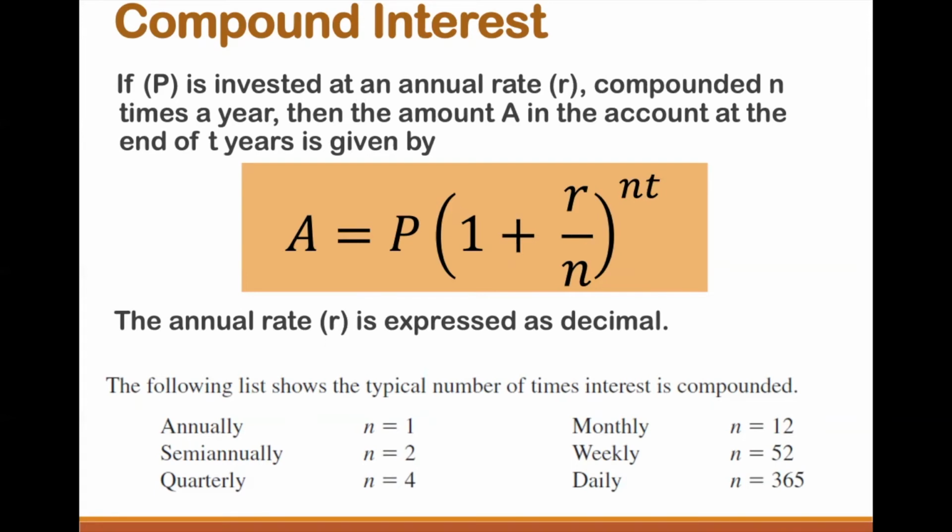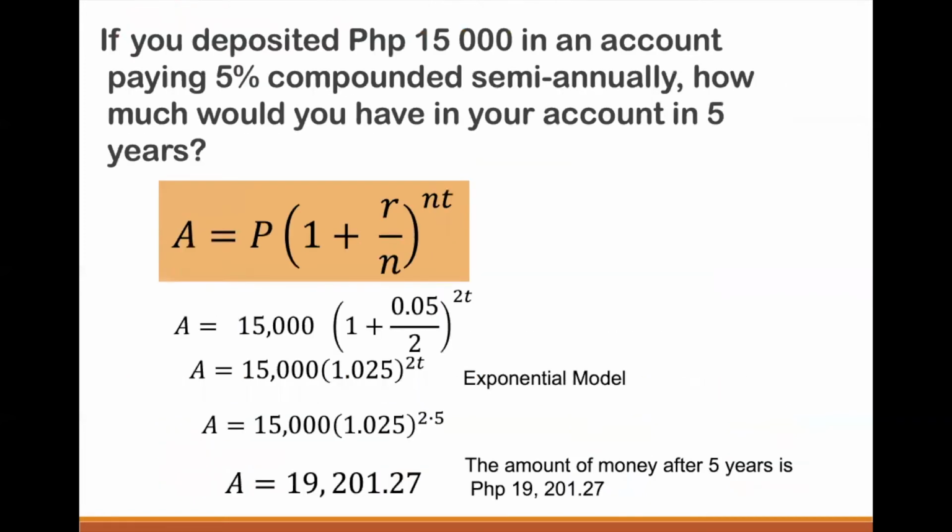So the following list shows the typical number of times the amount is being compounded. So annually, n is 1, semi-annually, n is 2, quarterly, n is 4, monthly, n is 12, weekly, n is 52, and daily, n is 365.